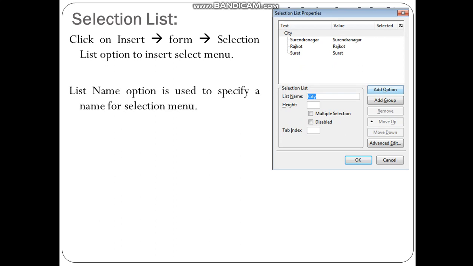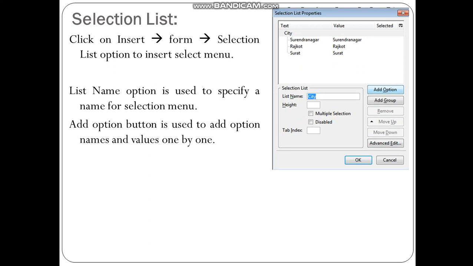List name option is used to specify the name for the selection menu. So here you can see the list name option is given in selection list option. There it is written city. It means the name of this drop down menu is city.